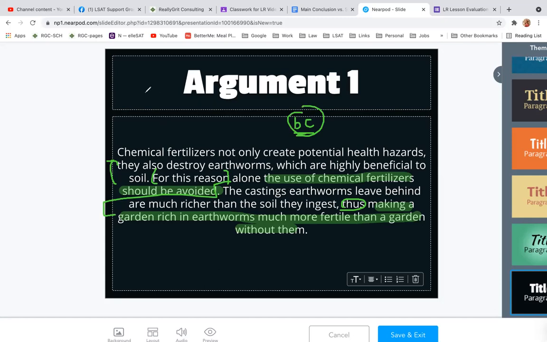What this arguer is really trying to persuade us of is, hey, because the garden is richer with these earthworm castings, we should not use these chemical fertilizers, or they should be avoided. So we use that to support that sentence. And so you're going to go ahead and finish this assignment.